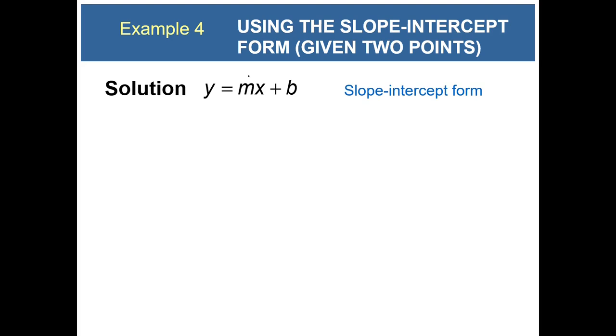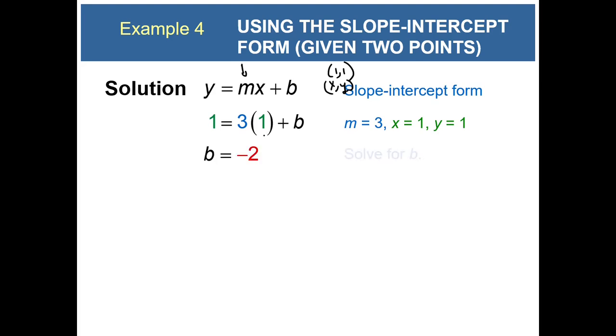So we'll plug in the slope, which we found to be 3, and we'll solve for b using the point 1, 1. Now remember, 1, 1 represents x, y. So we're replacing the y with 1 and the x with the number 1. So we have 1 equals 3 times 1 plus b. And of course 3 times 1 is going to give us 3. And we can subtract that to the other side to get us negative 2. So the y-intercept is negative 2.